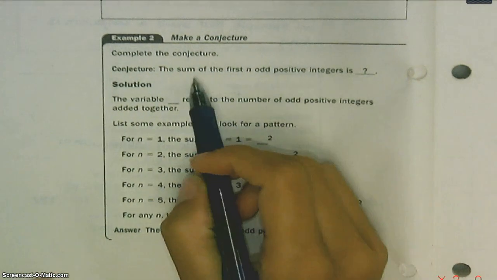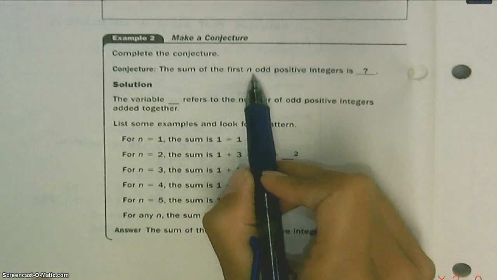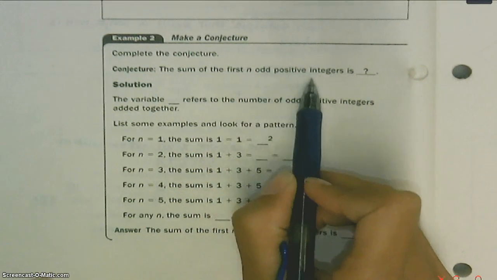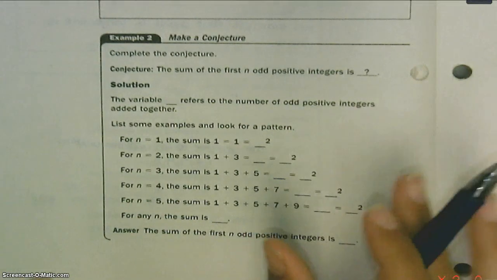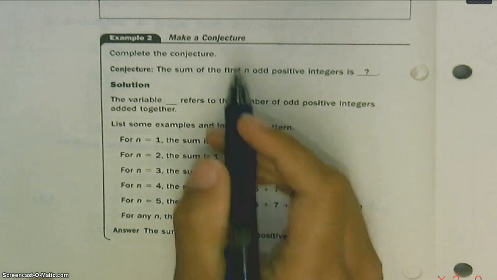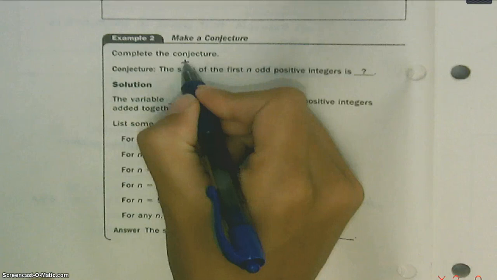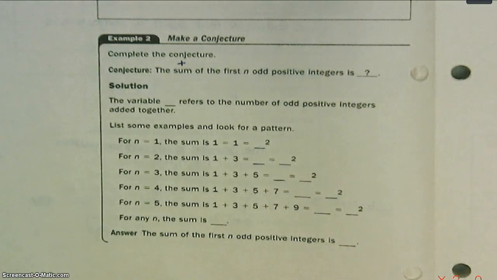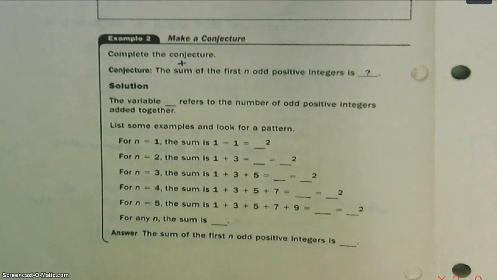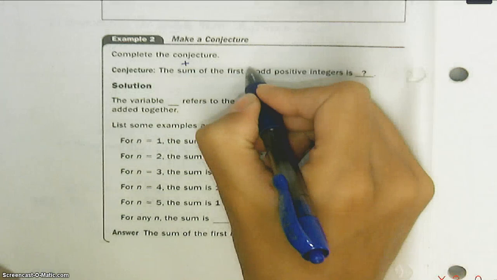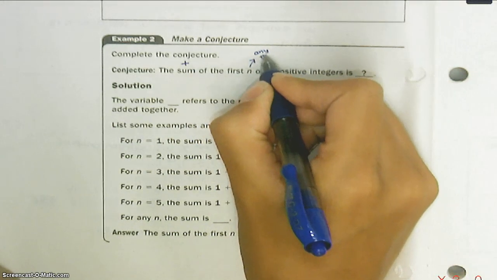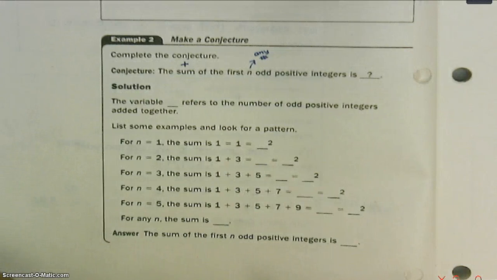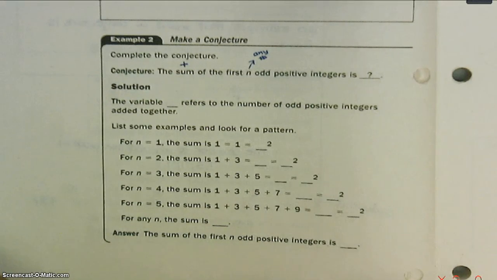All right, the sum of the first n odd positive integers is blank. Okay, we need to figure out what they are talking about here. We already know that sum means plus. Of the first n, right? N just stands for any number. Whatever number you tell me, maybe it's the first 2 odd positive integers or the first 7 odd positive integers.